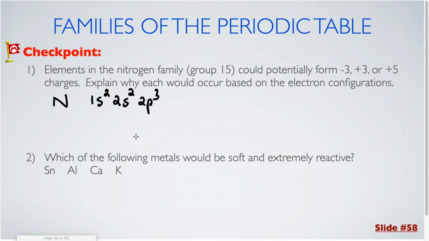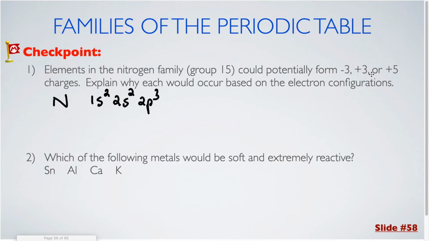We know that nitrogen would like to be similar to a noble gas, so it's going to form charges that would make it more stable on its way to doing that. A -3 charge makes the most sense, because if I were to gain 3 electrons, this p orbital would fill and it would become a 2p6, making it similar to its nearest noble gas, which would be neon.